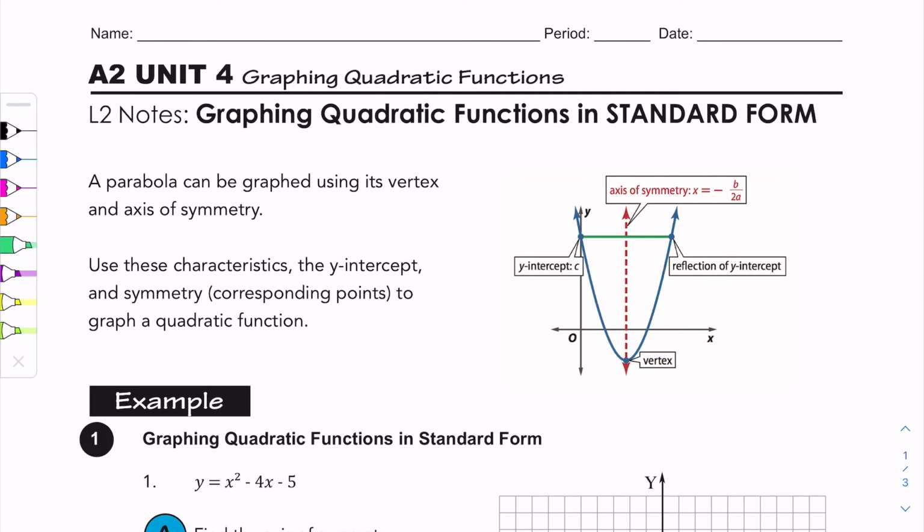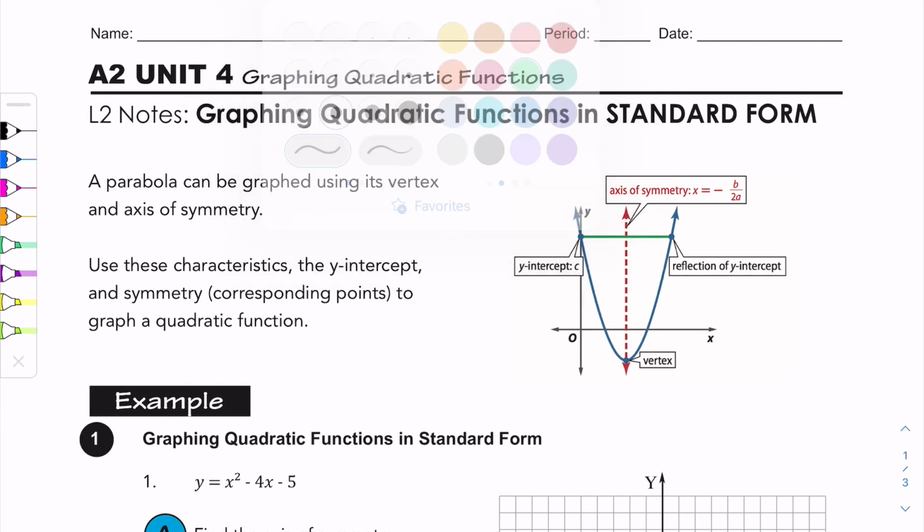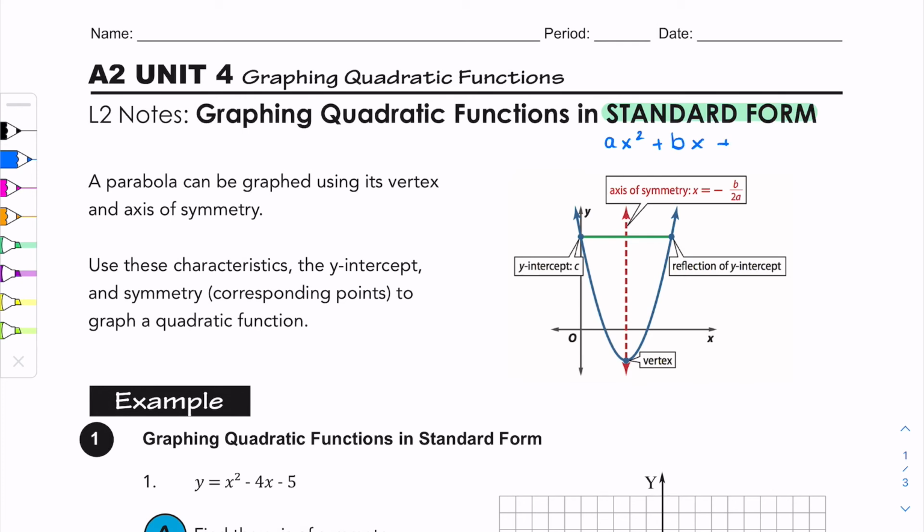We're going to be learning how to graph quadratic functions in two different forms. Today we're specifically going to look at graphing quadratics in standard form. Standard form is the form that everyone should be used to. It's the form that we used for all of the last unit. Standard form is in the form of ax squared plus bx plus c.